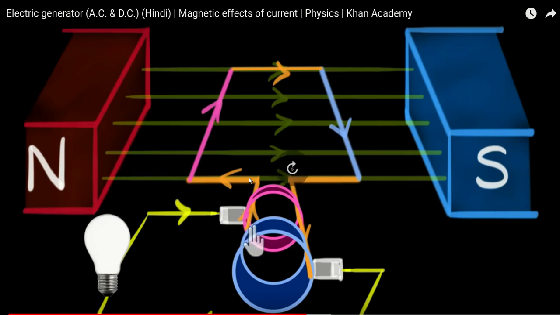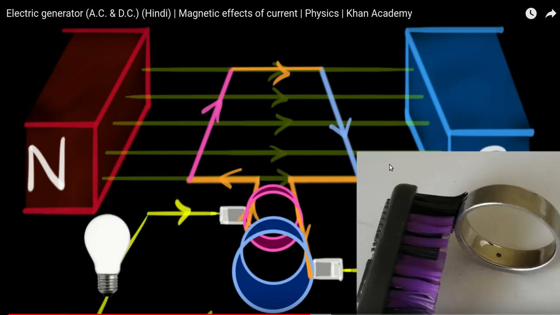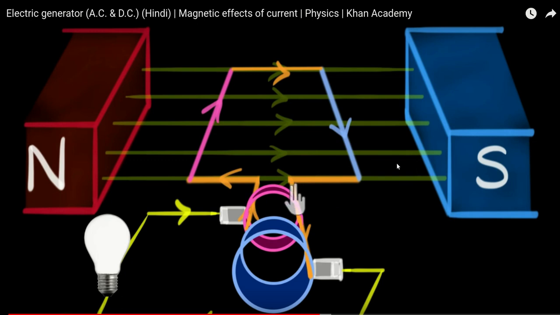So let me show you. Remember this picture at the bottom about the ring and the brush. When the ring rotates, the brush simply stays put and touches the ring. All right. So now what happens, where in the pink line we saw that the force is upward, so the current is into the screen, correct? And in this blue line, since the force is downward, the current is out of the screen. It is coming towards you, the direction of the current.